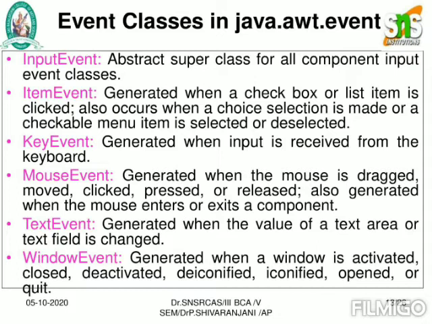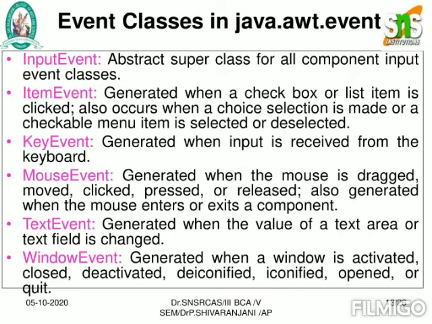So the next one is text event. This will be generated when the value of the text area or the text field is changed. In such case, this text event will be automatically generated. Similarly, the window event will be generated when the window is activated, closed, deactivated, de-iconized, iconified, opened or quit, or when the particular file is closed.